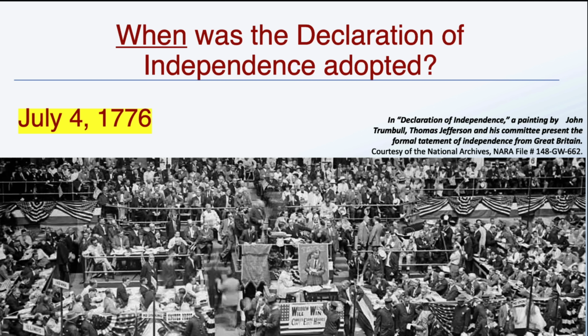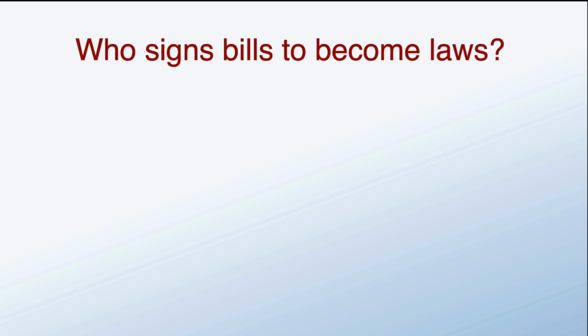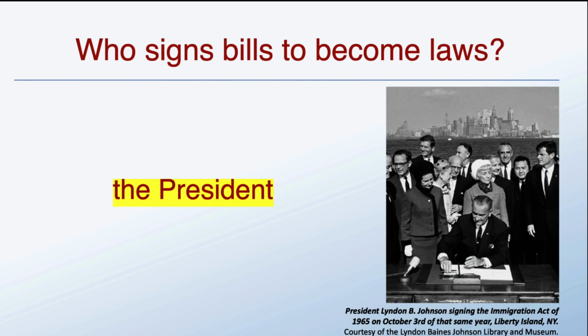Group 3, Parts of the Government. Who vetoes bills? The President. The President can veto a bill. Who signs bills to become laws? The president signs bills to become laws.